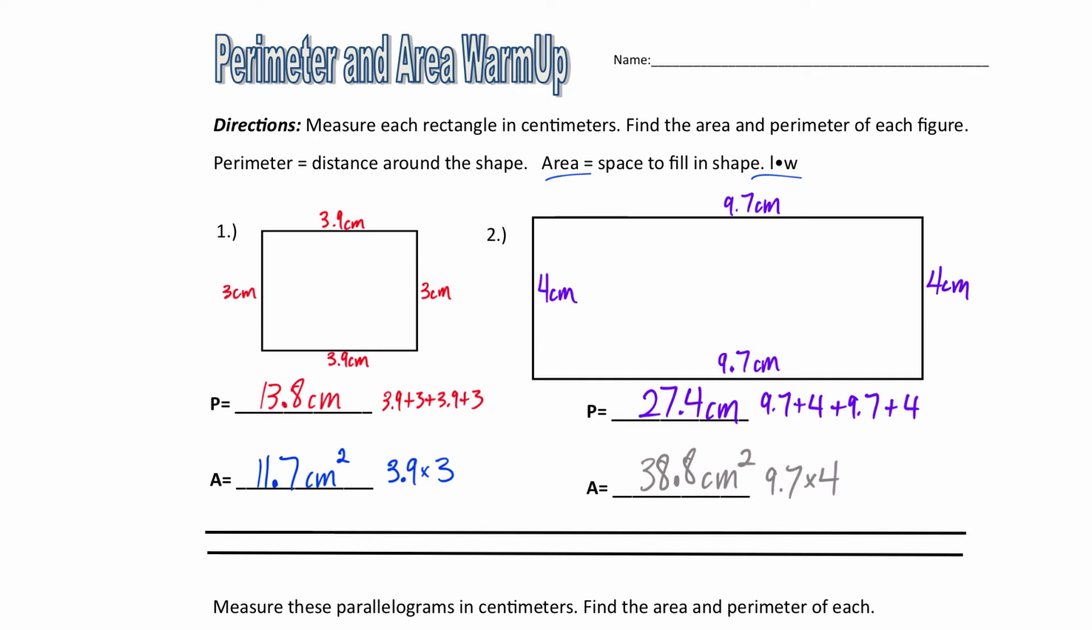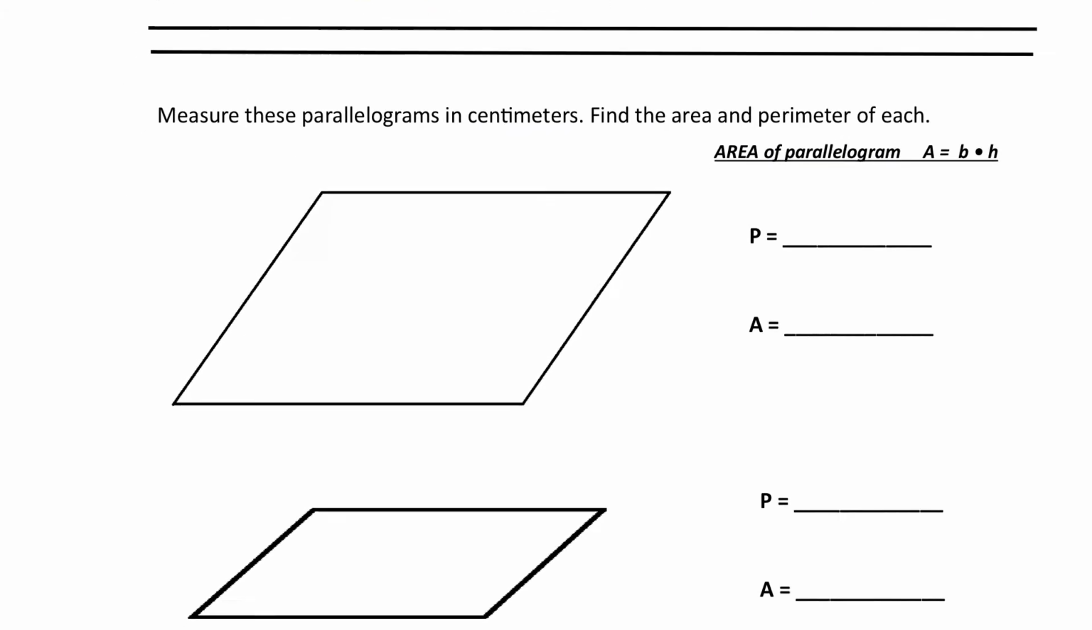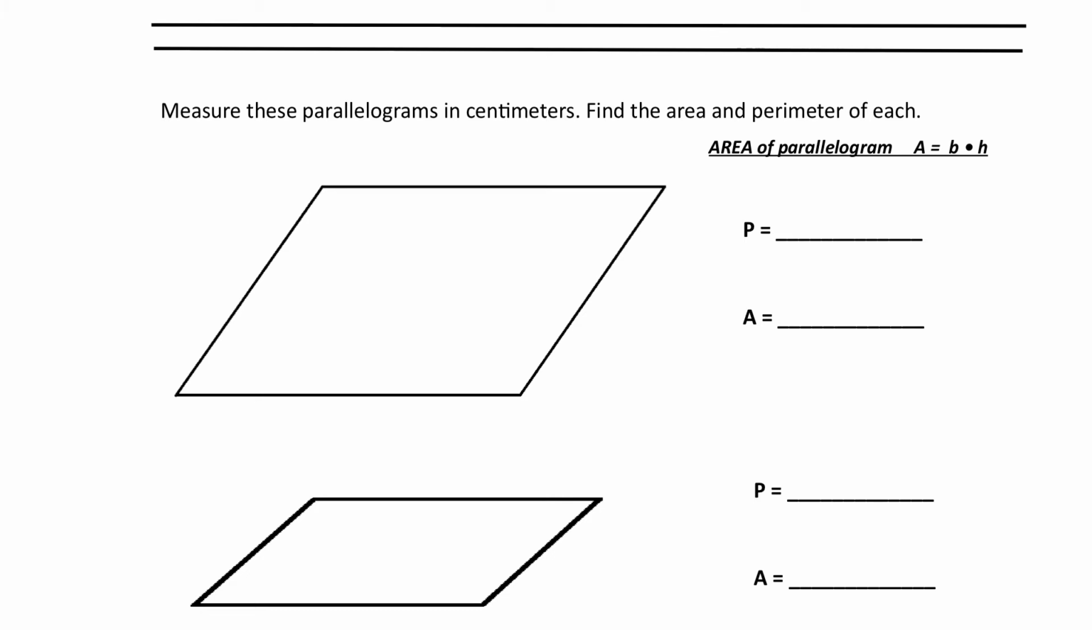Okay, so area of rectangles, you've definitely done this type of stuff in years past. Very simple stuff. What we're going to talk about today, we'll come back to the bottom half of this. Let's flip back over to the front. I want to measure these parallelograms to find their perimeter and area. So let's go ahead and find the perimeter first. We need to measure the outside edges of this thing.